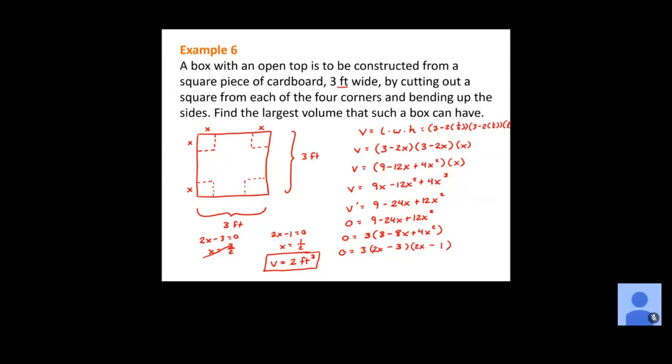So just remember, that's one of those optimization problems, where you figure out your picture again if you can, figure out what formula you're working with, take your derivative to find the min or the max, depending on which way you're trying to optimize, and then just make sure you've answered the question at the end.